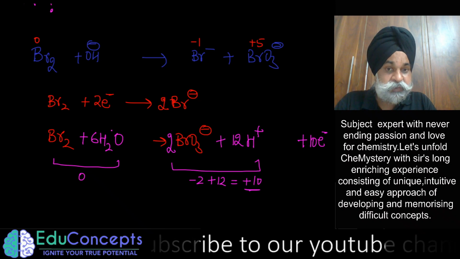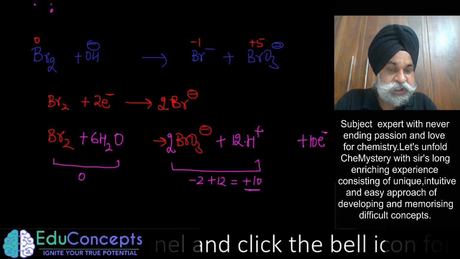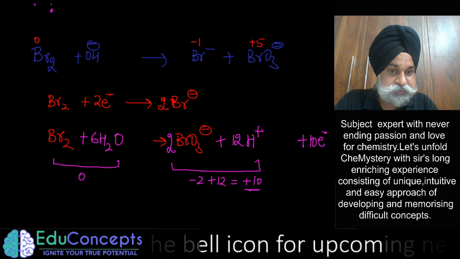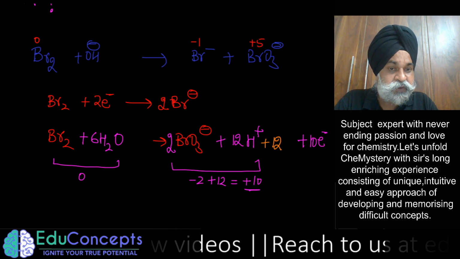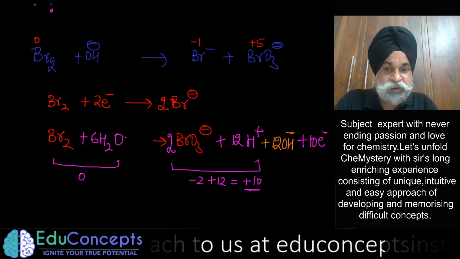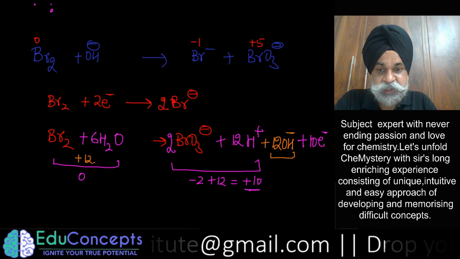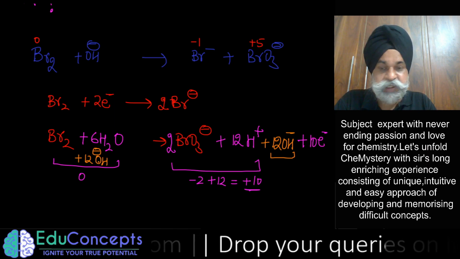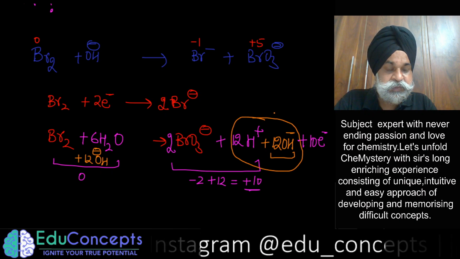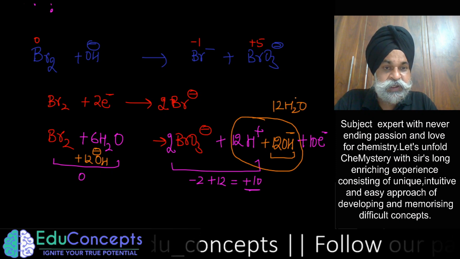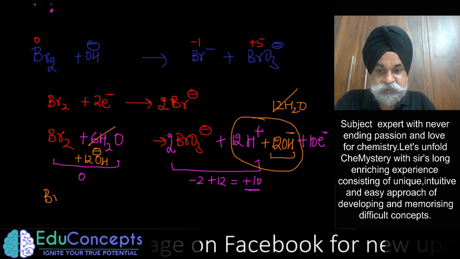But here, to balance in the basic medium, what you have to simply do is, whatever H positive you have on the product side, add 12 OH negative to it. And if you have added 12 OH negative extra, then here also you would get 12 OH negative. Is it okay? So this becomes 12 water. So 12 water get cancelled with 6 water. Ultimately you end up with this.